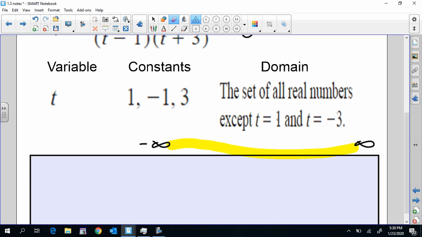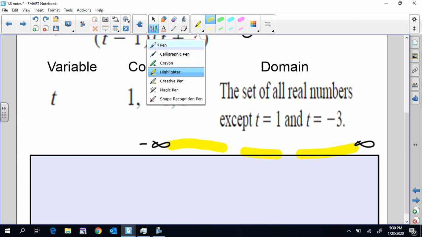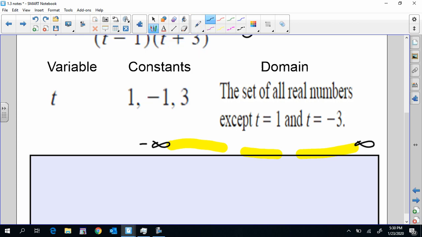Do we have restrictions? Yes. T cannot equal 1. T cannot equal -3. We have the equivalence of some holes. At -3, there's an open circle. At 1, there's an open circle. So to describe this, we're left with 3 intervals of the domain. Remember, they come in interval notation in order from left to right.